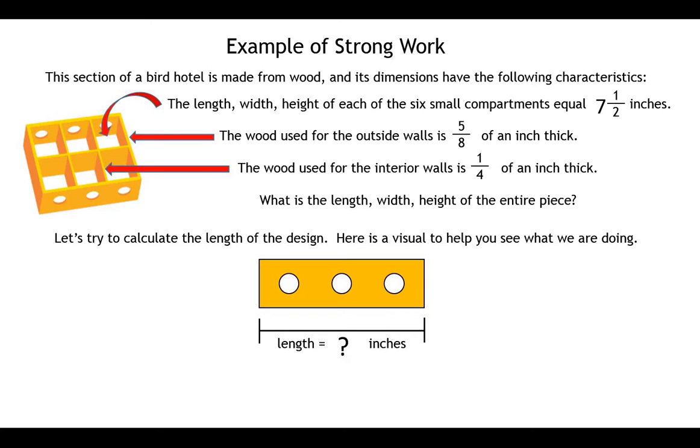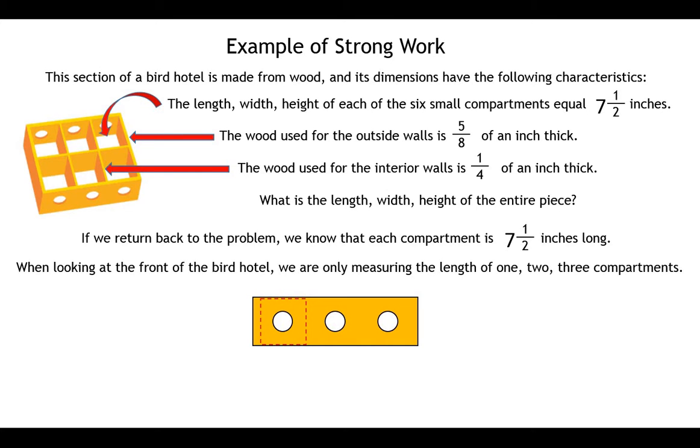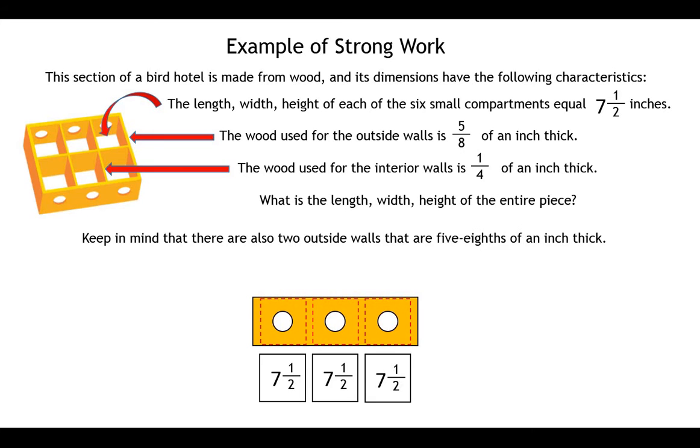Let's try to calculate the length of the design. Here is a visual to help you see what we are doing. If we return back to the problem, we know that each compartment is 7 1/2 inches long. When looking at the front of the bird hotel, we are only measuring the length of 1, 2, 3 compartments. Keep in mind that there are also 2 outside walls that are 5/8 of an inch thick.